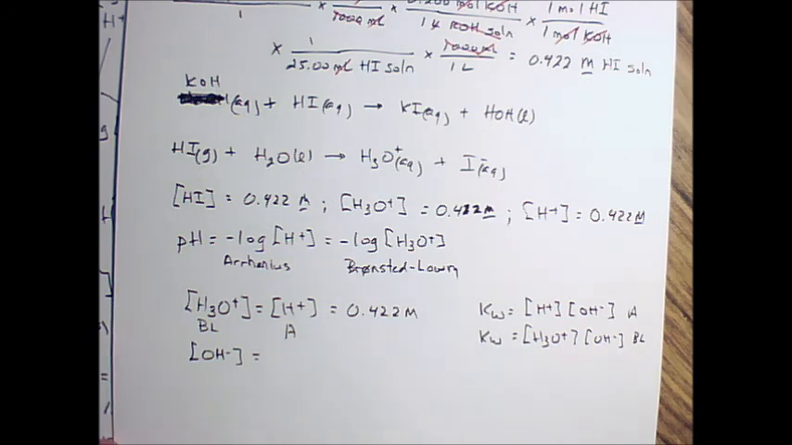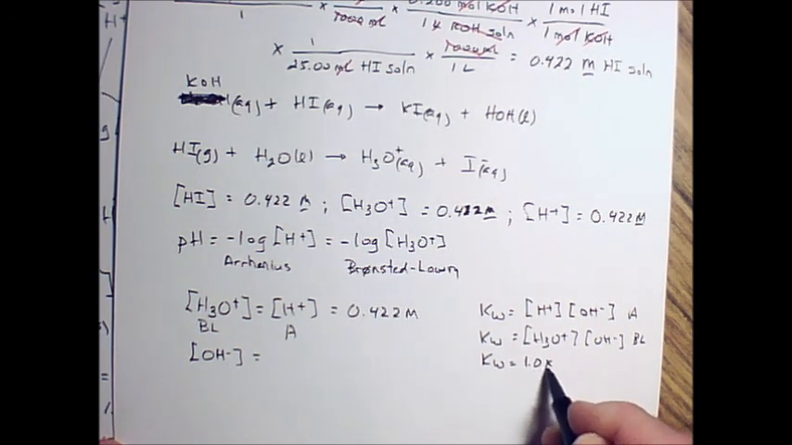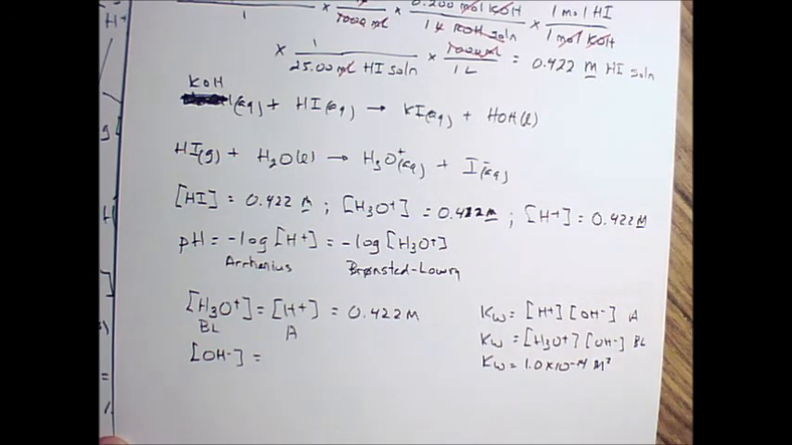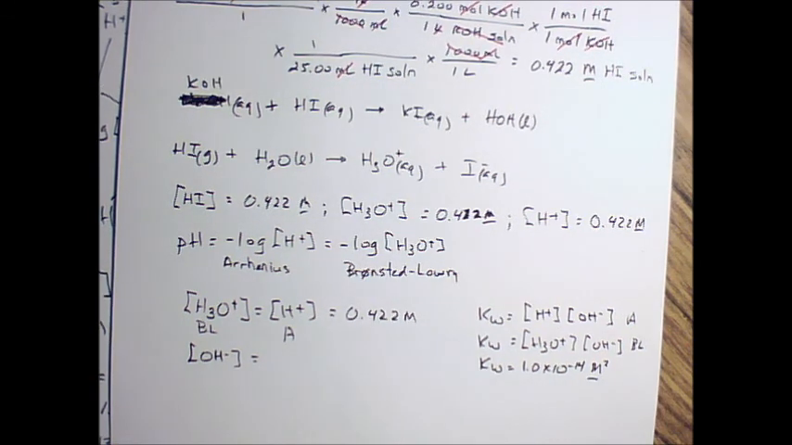Can you do it? Hold up, let me get my calculator. Well, what's Kw? Kw is always 1.0 times 10 to the negative 14 molar squared. So this divided by that, you get the answer, right? Isolate your unknown.